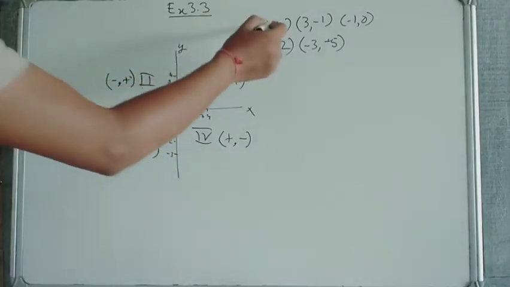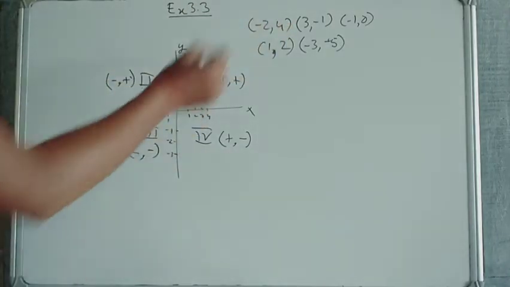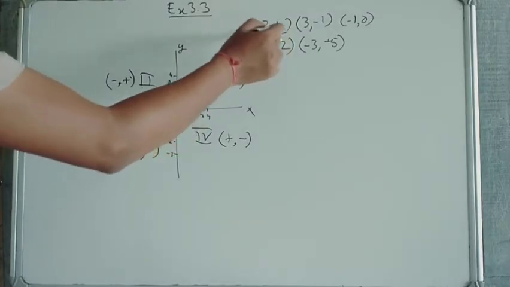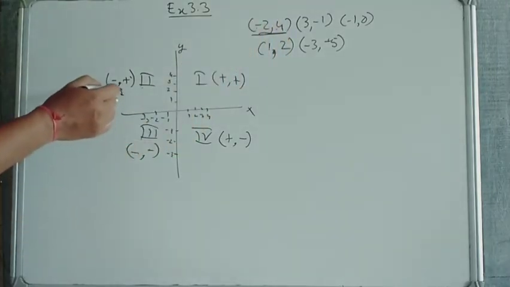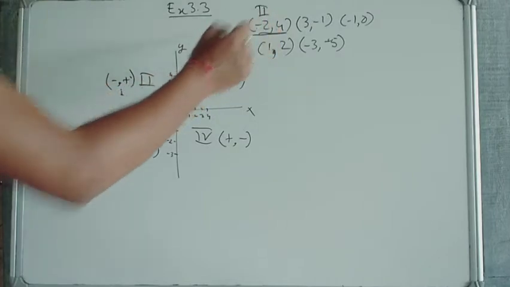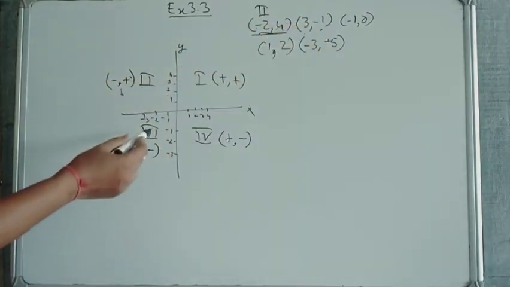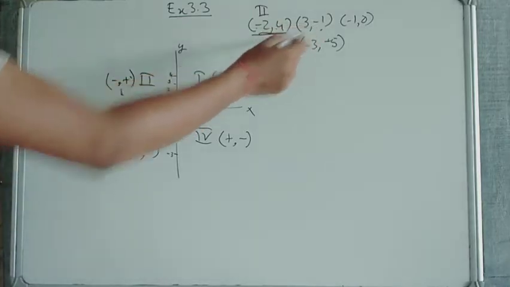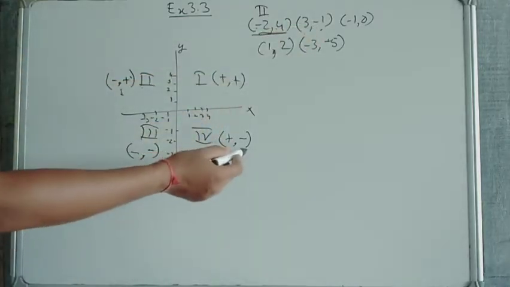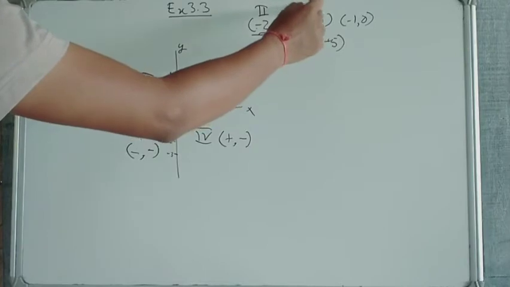Now if you go to our question, which quadrant will this fall in? Minus plus. Which is minus plus? That will come under the second quadrant. Then this one, 3, minus 1. So you have to go plus minus. So plus minus will come under the fourth quadrant.